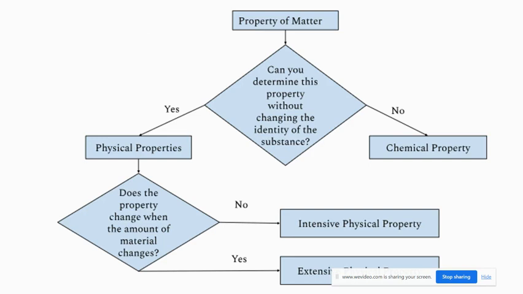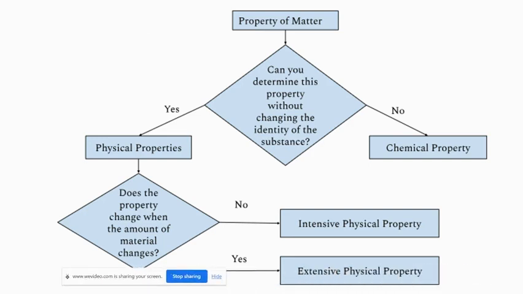All right, so properties of matter. Can you determine the property without changing the identity? If the answer is yes, then it's a physical property. Does the property change if you have extra? If the answer is yes, it's extensive. If it's no, it's intensive. If you can't determine the property without changing the thing, then it's going to be a chemical property.